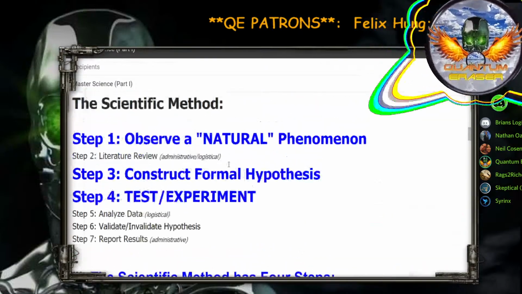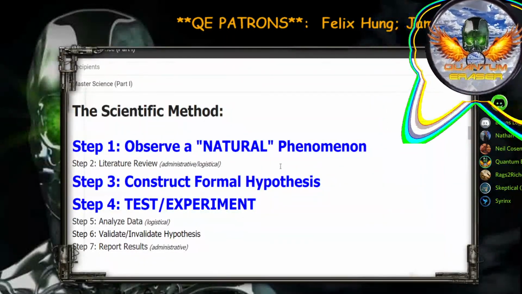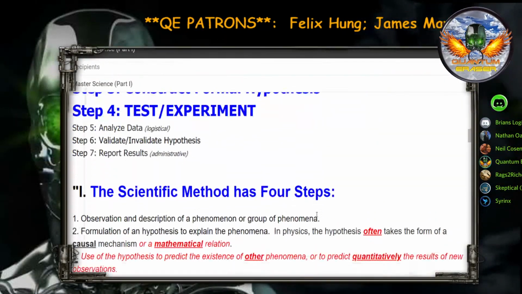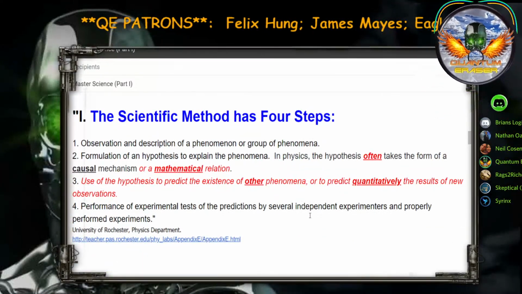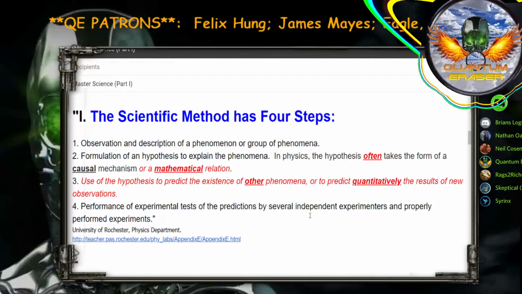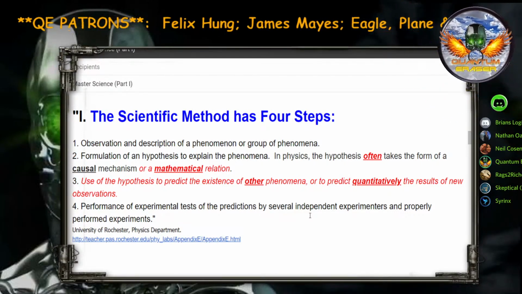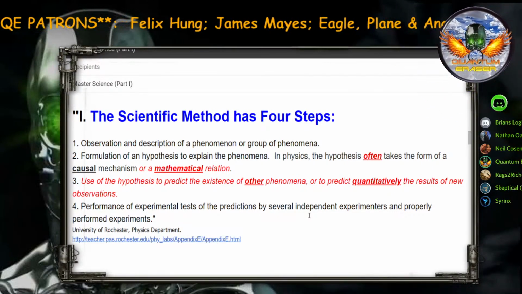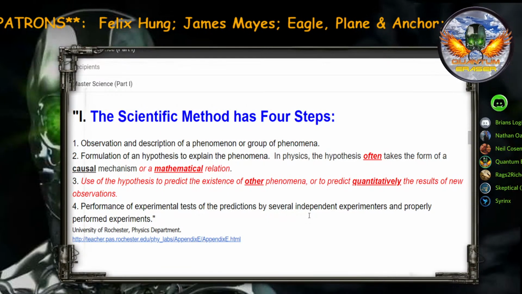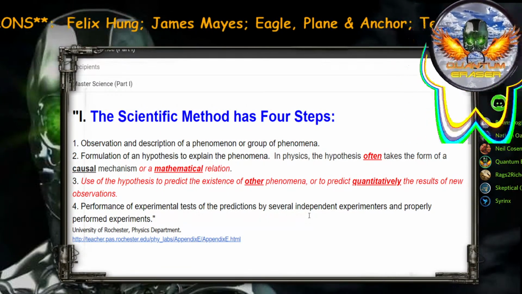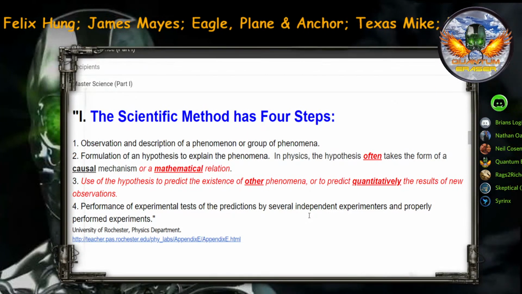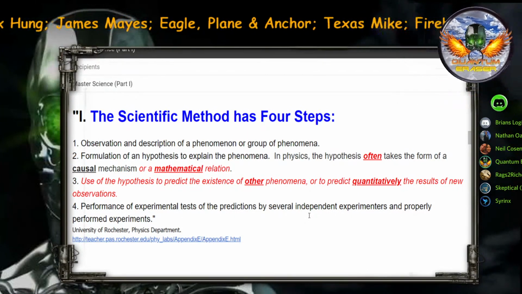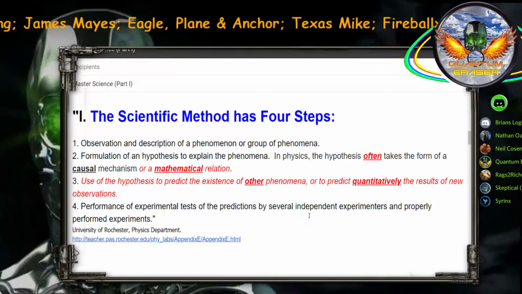What he did was he took out the logistical steps and the administrative steps. It doesn't give you the opportunity to say, oh, well, that's 4 steps. You said 7, QE. Look, they're all confused. No, he just left the logistical steps out. It's not a big deal, right? But I'm going to go through this, and then I'm going to circle back because there's some red marks in here, okay? So, step number 1, observation and description of a phenomenon or group of phenomena.